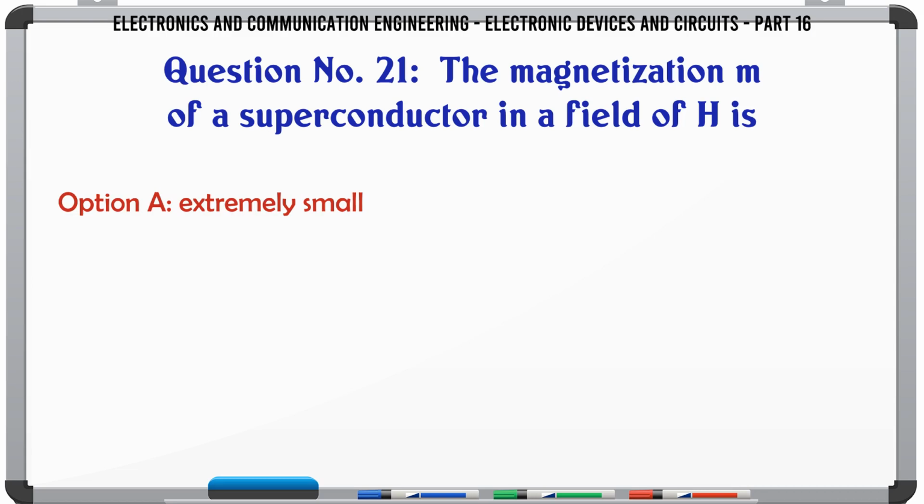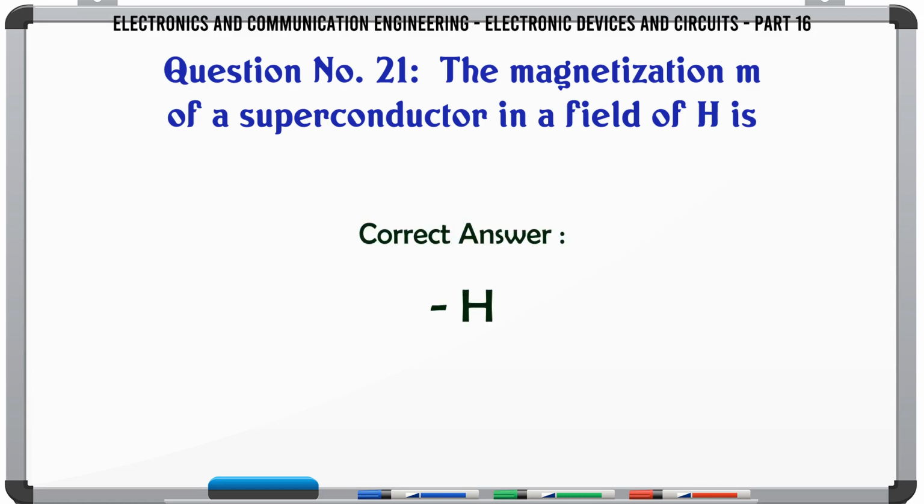The magnetization M of a superconductor in a field of H is: A. Extremely small. B. H. C. 1. D. 0. The correct answer is H.